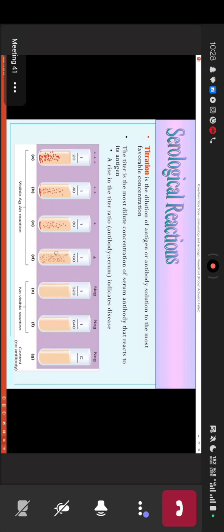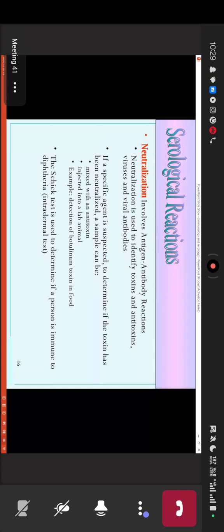So this is the titration reaction that we perform in the serological reactions, or you can say in serology, for the study of antigen and antibody reaction. And a high rise in the titer indicates disease, correct? Now the next is neutralization.